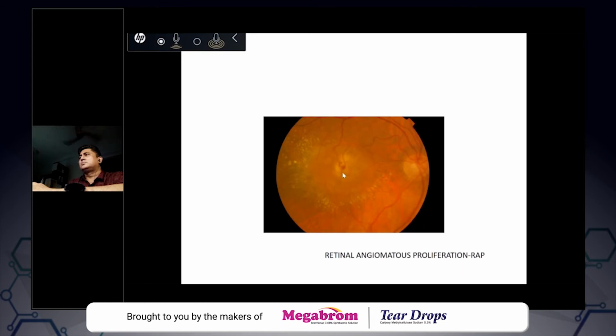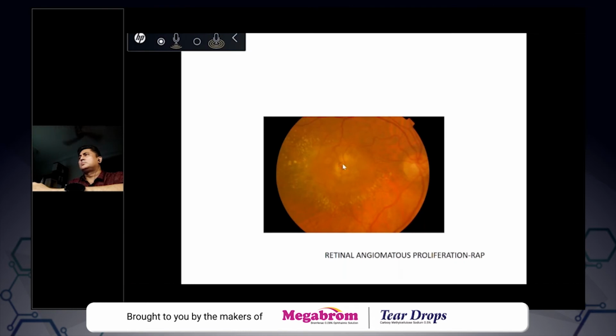So actually this is called retinal angiomatous proliferation. A very, very significant finding. Actually, this is a very important clinical finding. You look at these hemorrhages and a vessel dipping there. This is retinal angiomatous proliferation. I told you choroidal neovascularization occurs in the choroid and comes to the retina. Here this neovascularization is occurring in the retina.